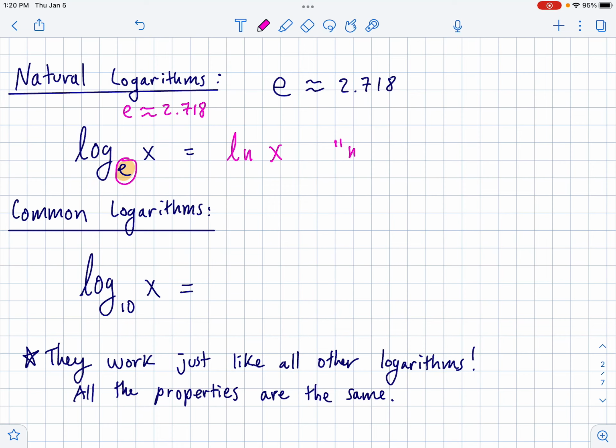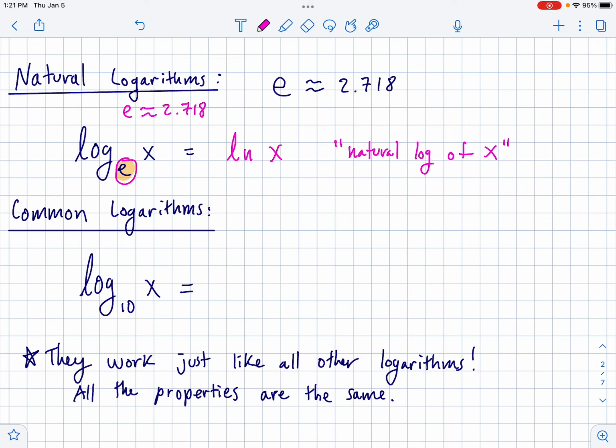This is called natural log of x. So ln x is the same thing as log base e. We just never write it like that. We always just write ln of x.